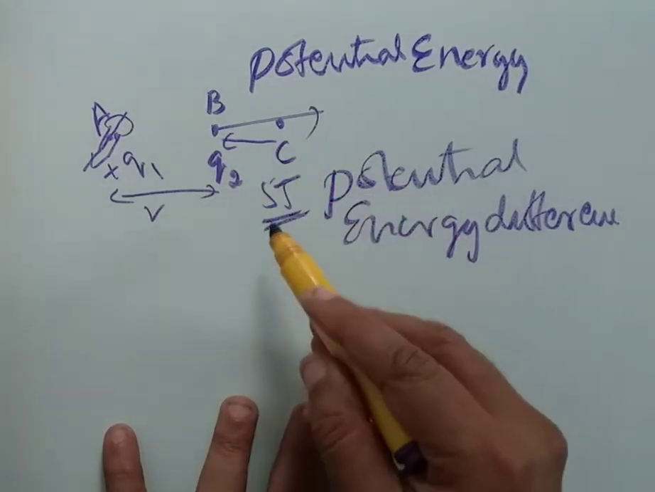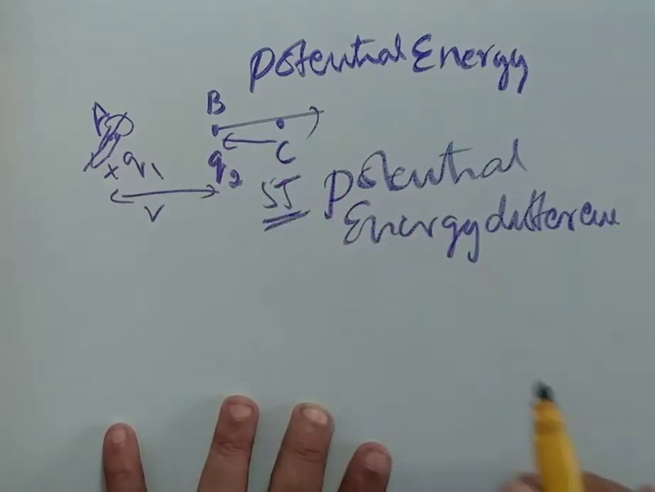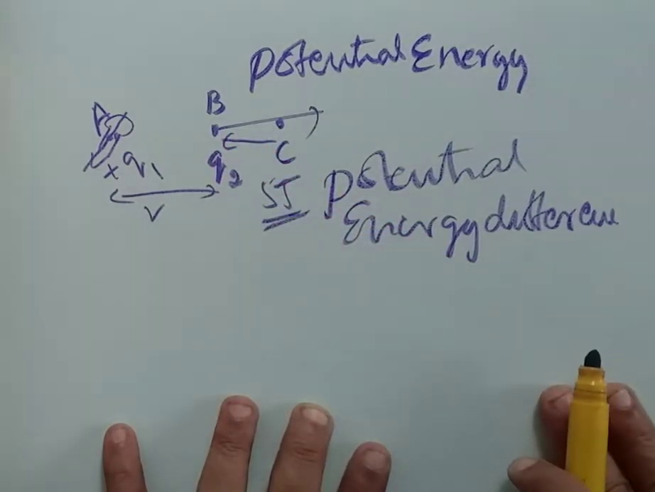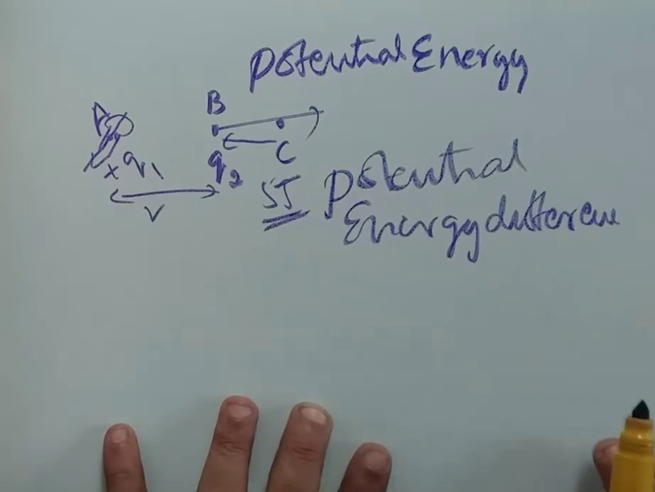to bring it to C. Now we are doing extra work to bring it to B. That's what we call potential energy difference. In fact, in electrostatics, at many points, we require only potential energy difference, not potential energy. But before that, we try to learn to define potential energy.